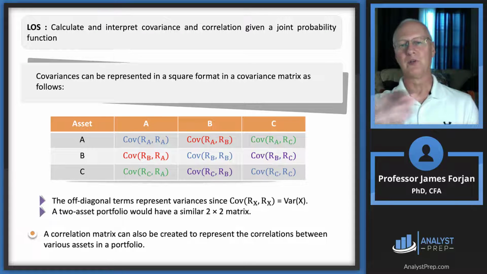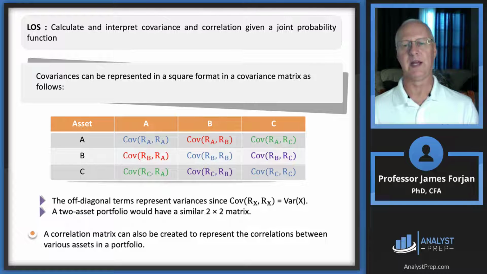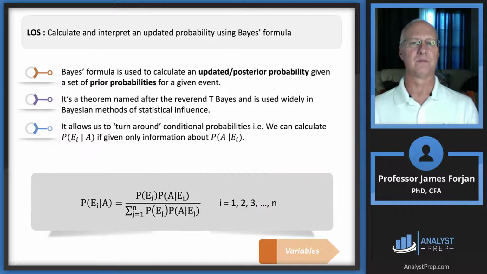Now look at the blues going down the diagonals, the covariance between RA and RA. Well, we could rewrite that. That's the variance of A, and then the variance of B, and then the variance of C. So notice the second arrow point, a 2-asset portfolio would have a similar 2-by-2 matrix. All right. What you can also do, look at that last circle point, a correlation matrix can be created to represent correlations between and among the various assets.